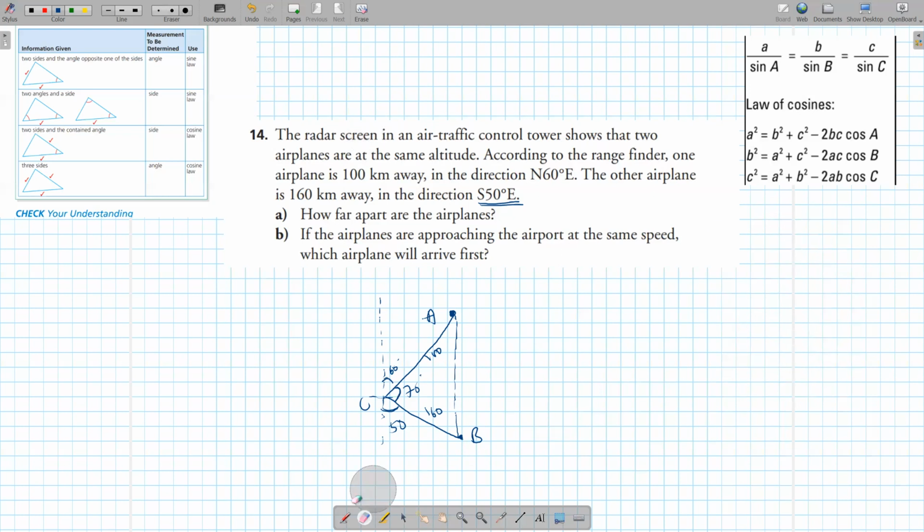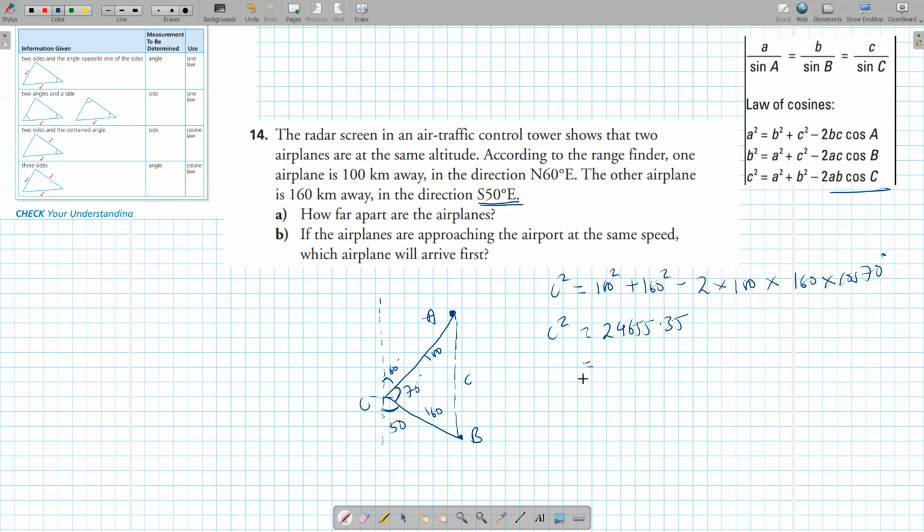So let's set this up. We're looking for the distance between A and B, which is opposite from angle C, so let's call that c. So c squared equals a squared plus b squared minus 2ab times cosine of 70. Let's try it. 100 squared plus 160 squared minus 2 times 100 times 160 times cosine of 70. That gives us a big number, 24655. That's c squared.